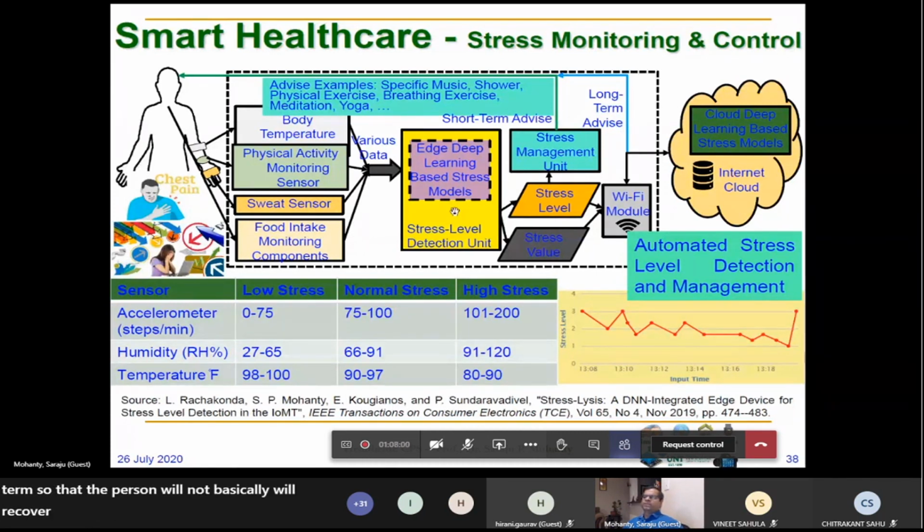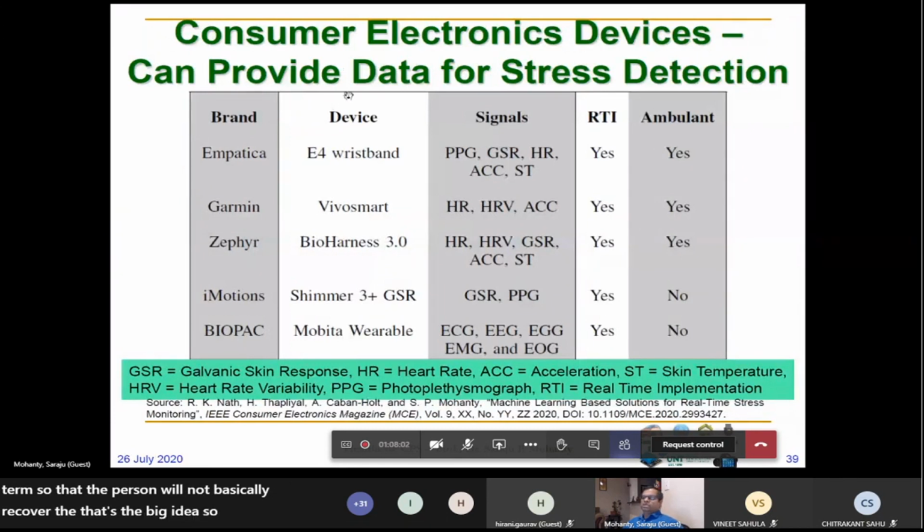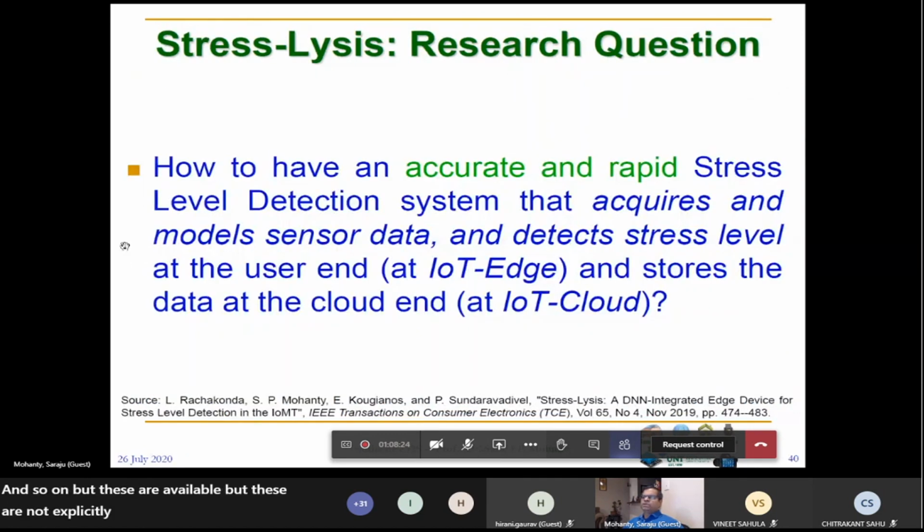That's the big idea. People are trying to have stress-related consumer devices too, but they do not explicitly measure stress. What I have listed here, Empatica, Garmin, all these can provide some signals which we need to monitor, and then build a machine learning model and so on to decide the stress level. These are available, but they are not explicitly providing stress data. So we have done 2-3 works.